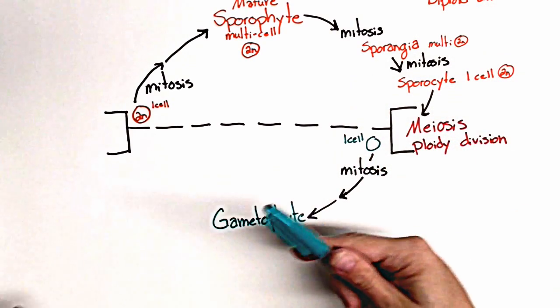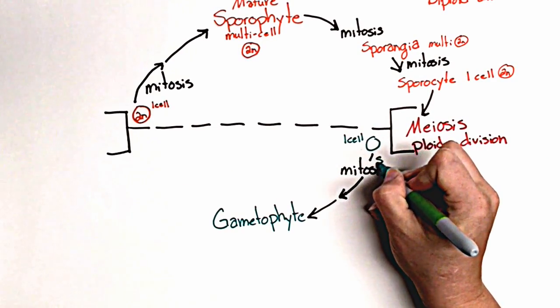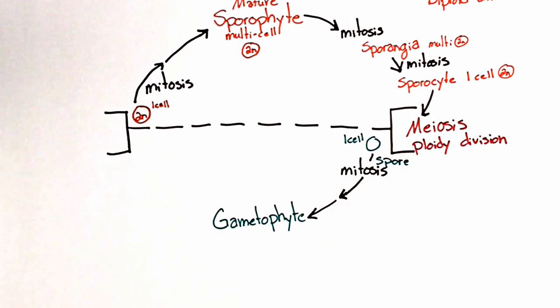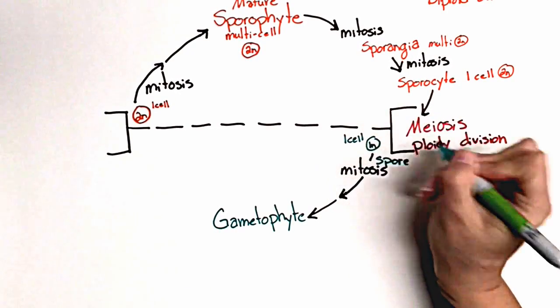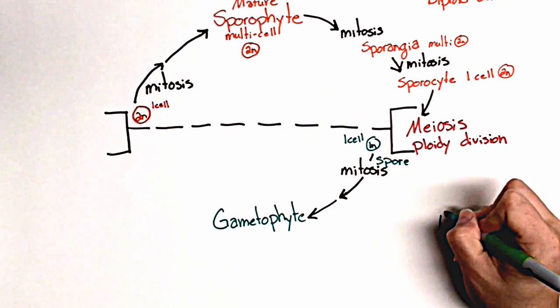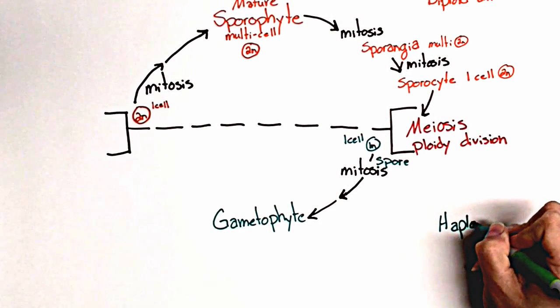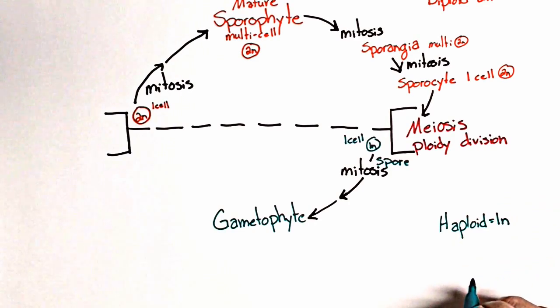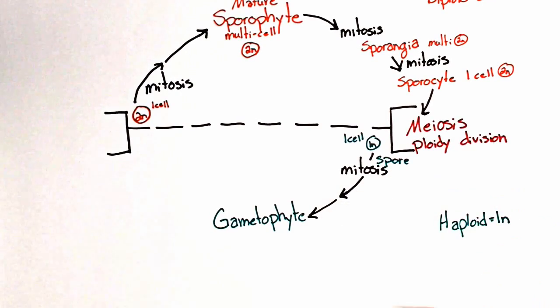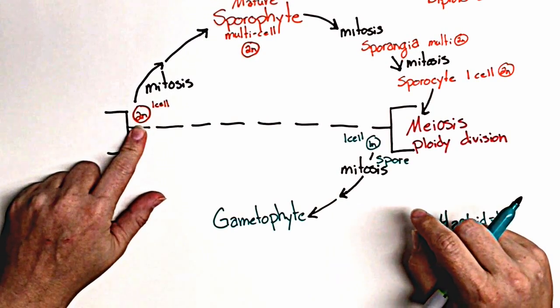So you see how we got back to our gametophyte generation, a one-celled spore. And this has to be haploid. We'll put haploid down here. And haploid means there's one set of chromosomes in the nucleus, so our haploid spore. So just like over here, we're just going to mirror it.